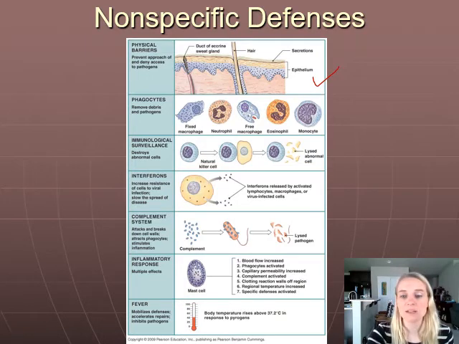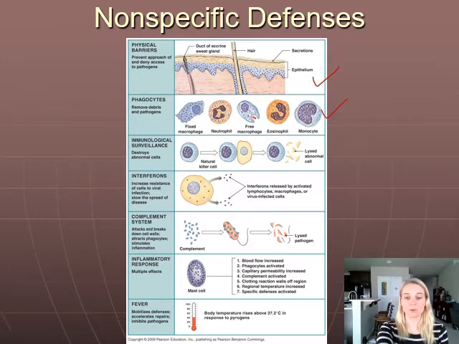The next non-specific defense we'll talk about quickly are phagocytes, and we've seen phagocytes before. You should be fairly familiar with cells that have the ability to do phagocytosis. Some of our white blood cells, our leukocytes, were phagocytic. If you remember, neutrophils, eosinophils, and monocytes are all white blood cells that have phagocytic capabilities. And then we have our fixed and free macrophages.